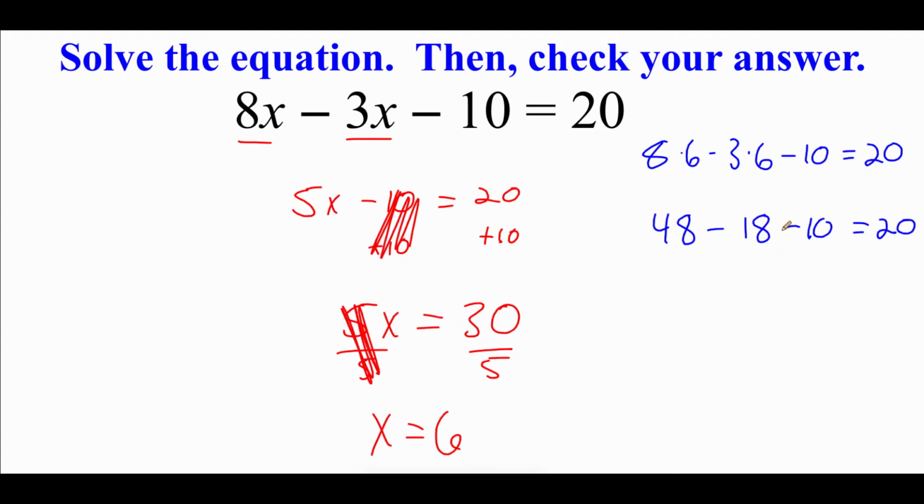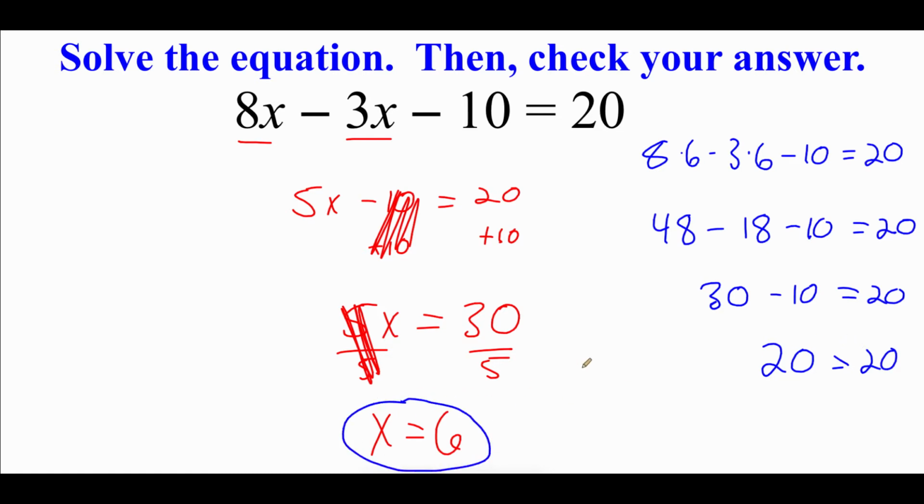Now, we've got 2 sets of subtraction happening. I'm going to do them one at a time. So 48 minus 18 is going to be 30, but then we still have the minus 10, and we're hoping that equals 20. On the left-hand side, when we take 30 minus 10, that does give us 20, and now we have a matching set of numbers, 20 equals 20, so that confirms that our x value is 6.